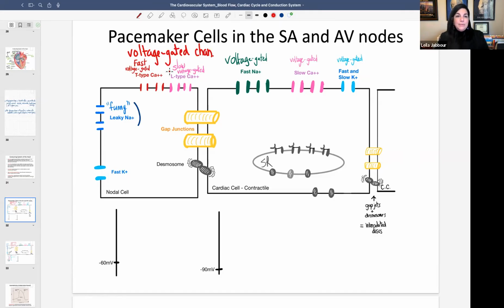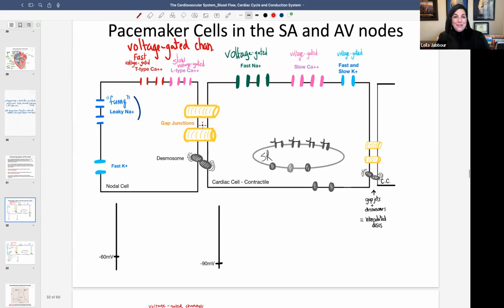We're going to see two types, the fast voltage gated channels and the slow voltage gated channels. I included the fast voltage gated channels, even though to make it easier I probably shouldn't even mention them, but I think you can handle that. Of course, we're going to talk about gap junctions and how these ions move from one cell to the other. Once they get into the cardiac cell, we have voltage gated sodium channels, voltage gated calcium channels, and voltage gated potassium channels that all have a specific job to do when we get to them.